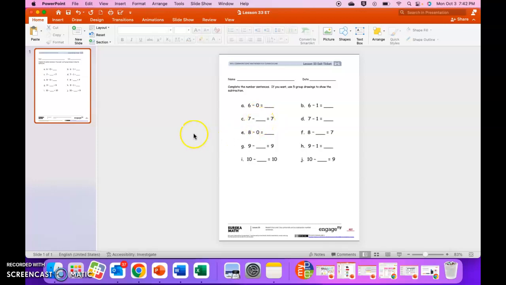So I want you to solve these number sentences, okay? So you're just going to fill in the missing part for each one of these numbers. Make sure your name goes at the top. And turn it into the back table like always.